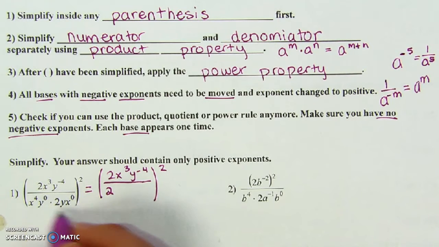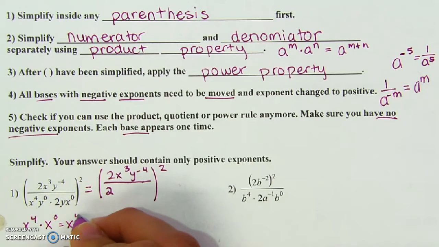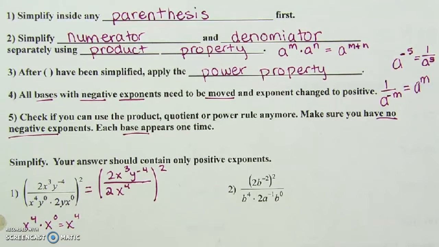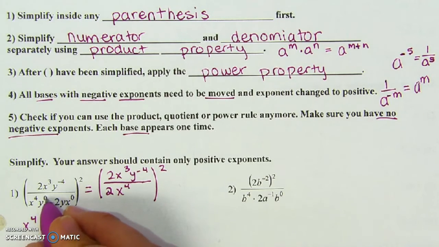Now, x to the 4 times x to the 0. When you multiply the same base, you add the exponent. So what's 4 plus 0? 4. So this is going to be 2x to the 4. And then combine the y's. So we have y to the 0 plus y.